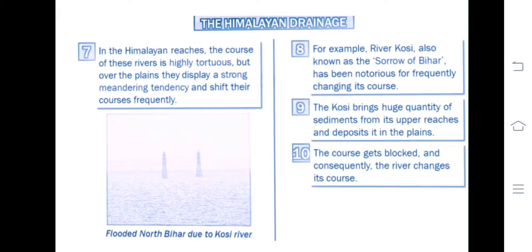For example, the river Kosi, also known as the sorrow of Bihar, has been notorious for frequently changing its course because of the land structure. The Kosi brings a huge quantity of sediments from the upper reaches and deposits them in the plains. The course gets blocked, and after blocking, the river changes its course and becomes a sorrow for peasants, agricultural activities and so on.